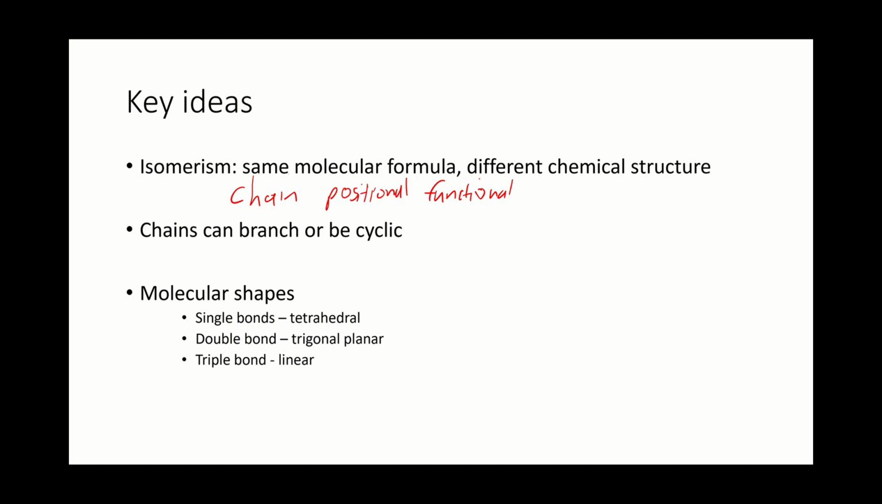and that is one way that we can change the way that atoms are arranged in the molecule. And the last key idea in this video is that if you have single bonds, you have a tetrahedral shape, double bonds are trigonal planar around that particular carbon where the double bond is, and triple bonds are linear around that particular carbon. So that is video number 3, all done and dusted.